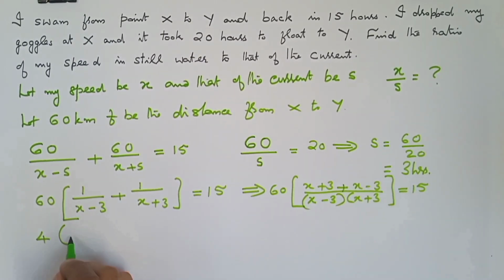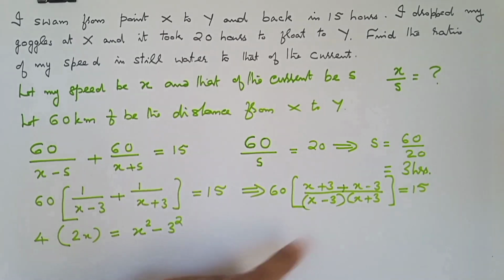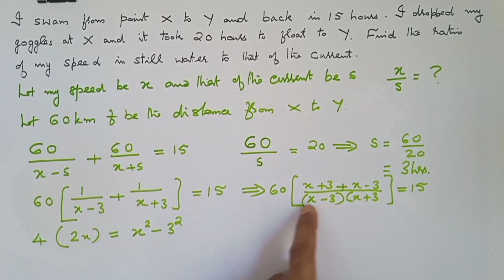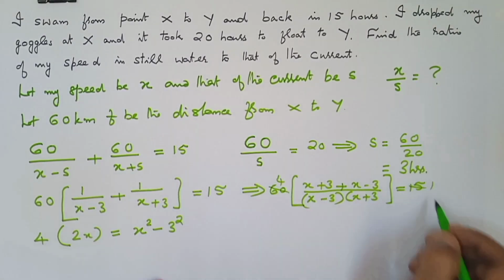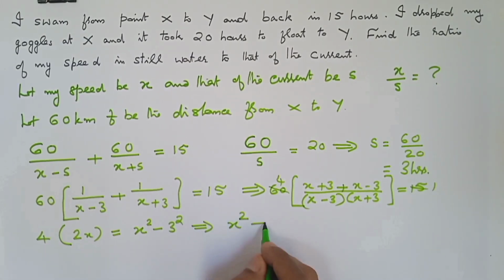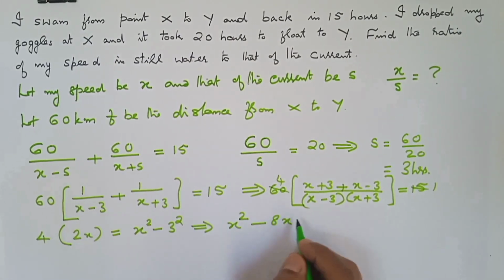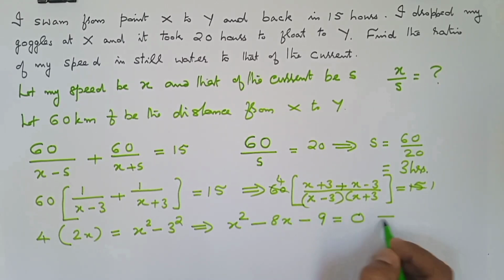This on simplification, 2X will go to the other side. You can write the denominator as X square minus 3 square. This is the identity for a plus b and a minus b. Here actually it comes like this, 15 and 1. Now this implies X square minus 8X minus 9 equal to 0.